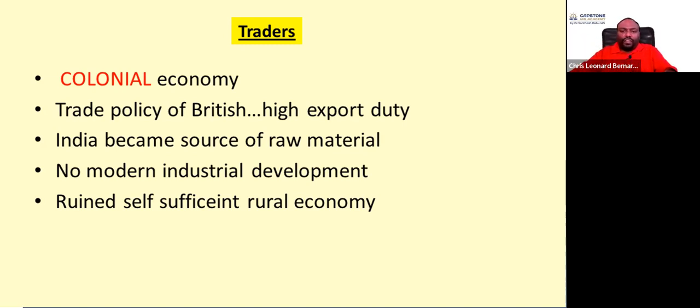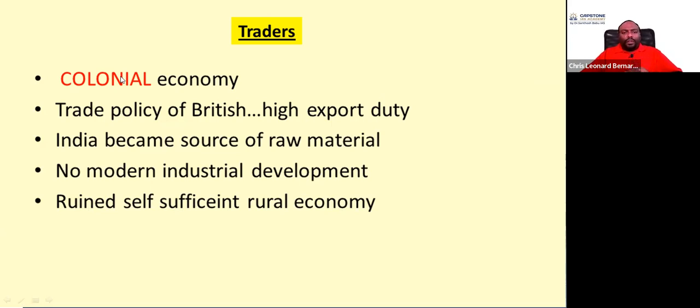And the trade policy of the British, which we will see in the economic policies, changed, where high export duty was put on Indian finished goods when they were sent from India to other countries. And moreover, the British did not pay any tax for their goods brought in. So this favorable balance of trade towards the British eliminated the entire Indian merchant class and traders, and India became a place only for sourcing raw material. No production, no development, no manufacturing took place.